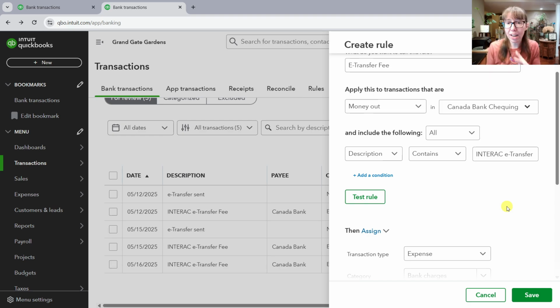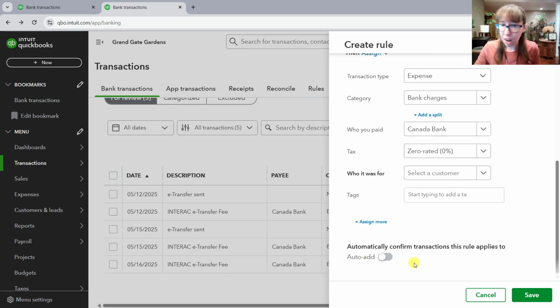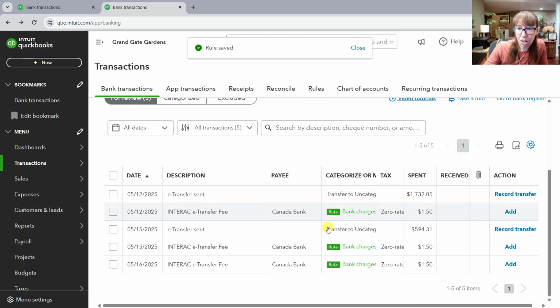And also, what if we had created the conditions slightly wrong and it starts to want to apply this rule to things that we don't intend it to? So for this reason, I never auto add. So I'm going to go hit save. And we can see that they're all teed up.